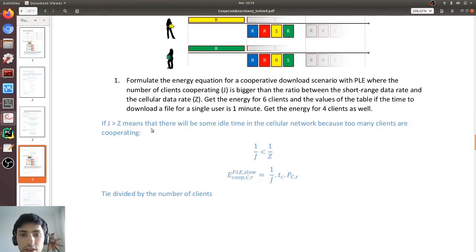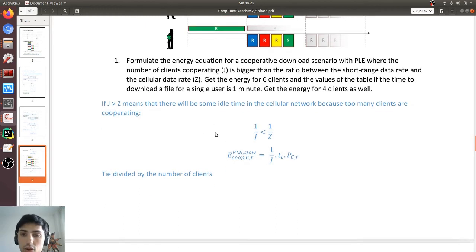Here we can see, okay? So that means that the idle is going to be where? In the cellular networks, because too many clients are cooperating. Okay? So we also have that 1 divided by J, I mean this is just basic mathematics, is less than Y divided by Z.